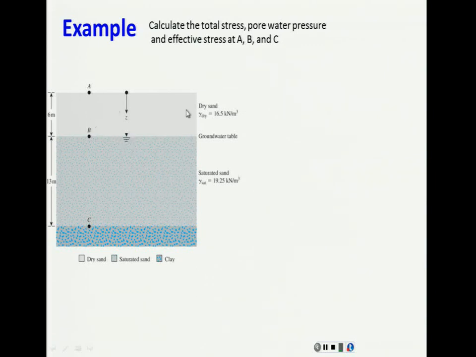So let's start by checking what this problem is about. You have 6 meters of dry sand. How do I know it's dry sand? Because they are telling me it's dry sand. I don't have any moisture content here. The water table is located at this level, and everything below the water table, remember, is saturated. So you have dry sand here and saturated sand here. Why do I need to know if it's dry or saturated? Because depending on the unit weight, the stress is going to change also.